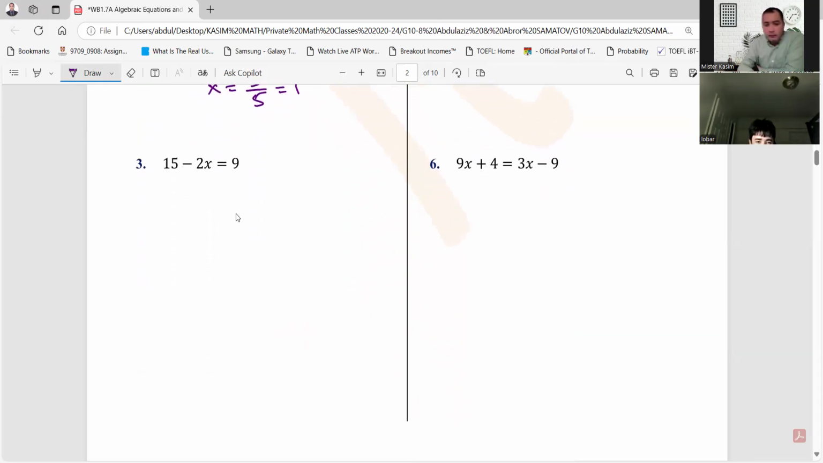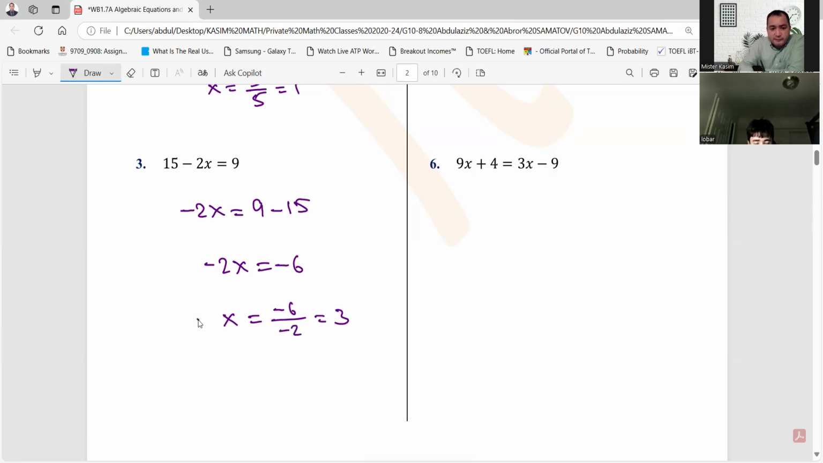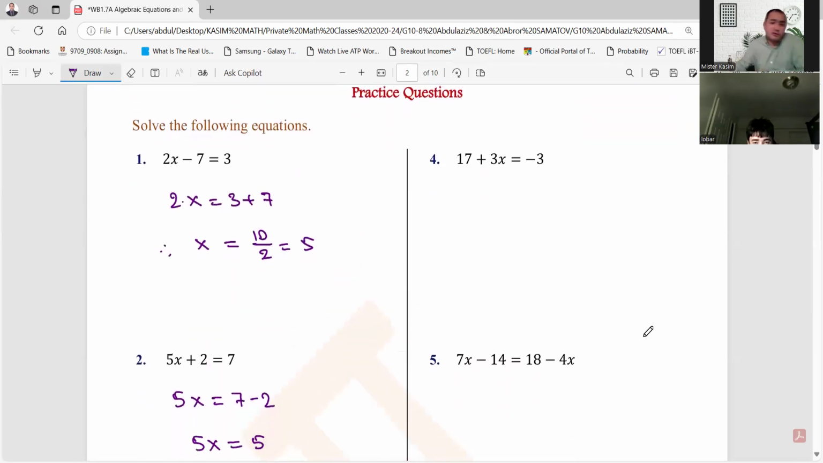Question 3: negative 2x equals 15 minus 9. No, no, no. Here we have 9, right? First, what do you have here? And now I'm bringing 15 from the other side, so positive 15 becomes negative 15. Now let's simplify. Negative 2x equals, what is 9 minus 15? Negative 6. x equals negative 6 divided by negative 2, which is 3. Good. You should be able to solve every question like this.